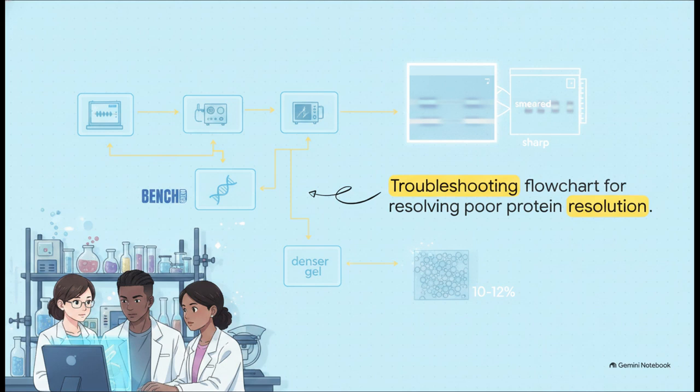If bands are smeared, try turning down the voltage. If they're sharp but not separated well, you have to check your gel percentage. For tiny, low molecular weight proteins, you might need to cast a denser gel, say 10 to 12% acrylamide, to create a tighter obstacle course and resolve those minute size differences.